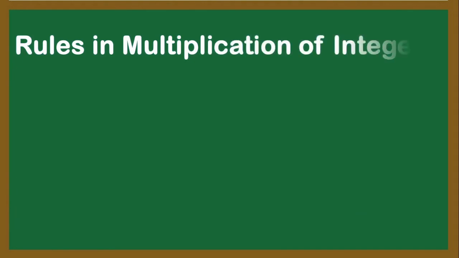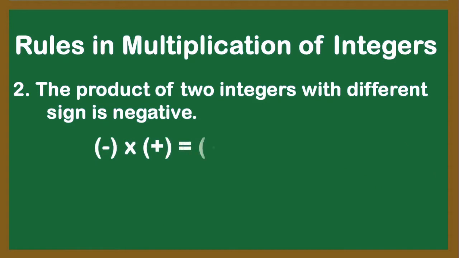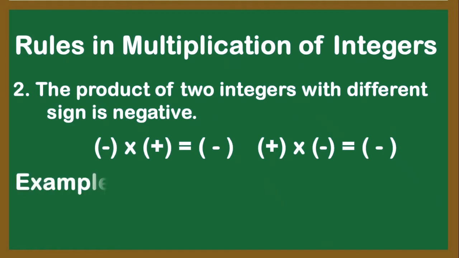Now let us have rule number 2 in multiplication of integers. The product of two integers with different signs is negative. A negative integer times a positive integer equals a negative integer. A positive integer times a negative integer equals a negative integer.